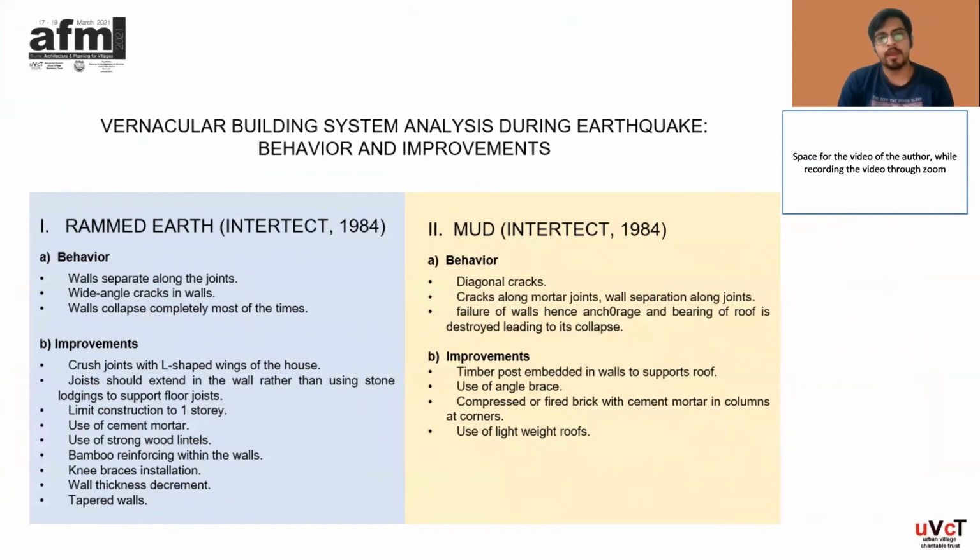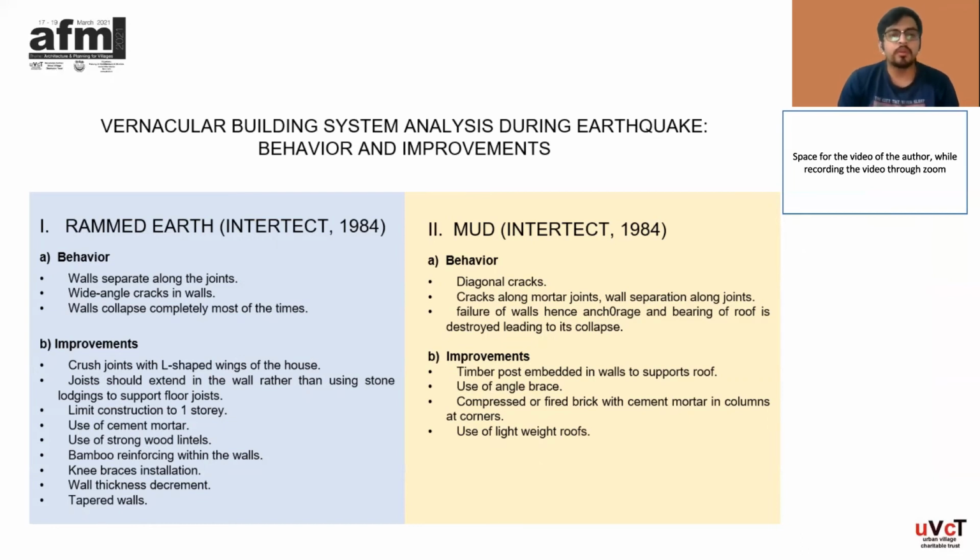Vernacular building system analysis: behavior and improvements during earthquakes. Let's talk about rammed earth. Behavior: the walls separate along the joints. There can be wide angle cracks seen in the walls, and walls collapse completely most of the time at the time of an earthquake. The improvements which can be added here are crush joints with L-shaped wings of the house. Joists should extend into the wall rather than using stone loadings to support floor joists.